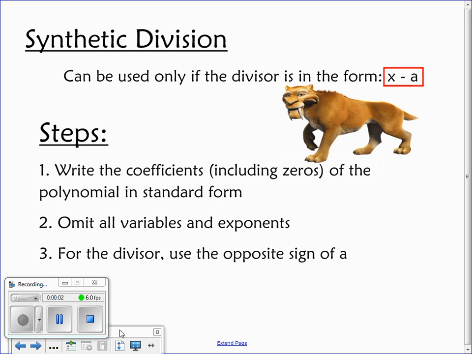All right, guys. On Friday, we did long division, which could be a little tedious. How easy was it to miss a sign? Very easy. Yeah, you can mess up a lot.